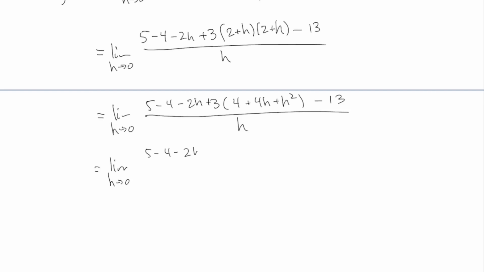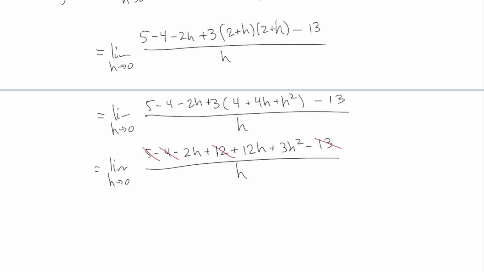5 minus 4 minus 2h plus. Here I'm distributing the 3. 3 times 4 is 12. Now 3 times 4h is 12h. And then 3 times h squared is 3h squared. I hope I'm not going too fast here. Getting hot in here. All right, now we can hopefully cancel all the constants. For constants, I see 5 minus 4, which is 1, plus 12, that's 13, and then minus 13. So it all worked out as if by miracle. The constants all combined to 0.